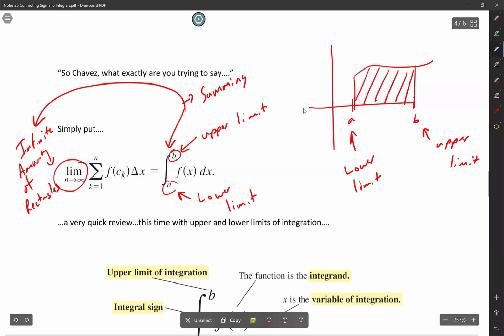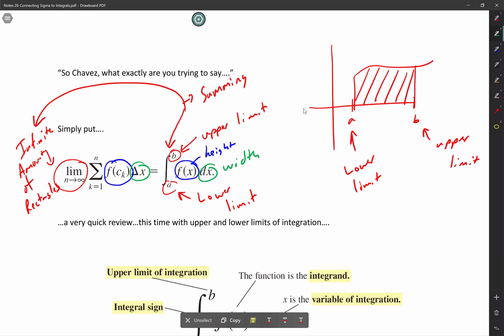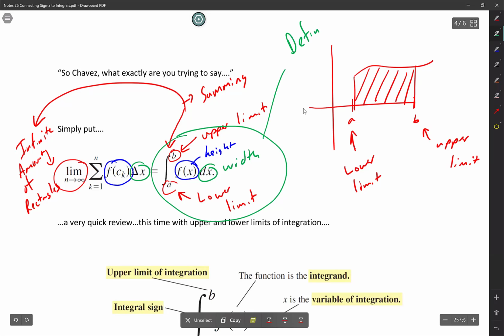The f of x is just like f of ck. That is still your height. And the dx is just like the delta x. That is your width. So every time you have an integral symbol and you're evaluating it, this is called a definite integral. Because it's defined. Definite integral.